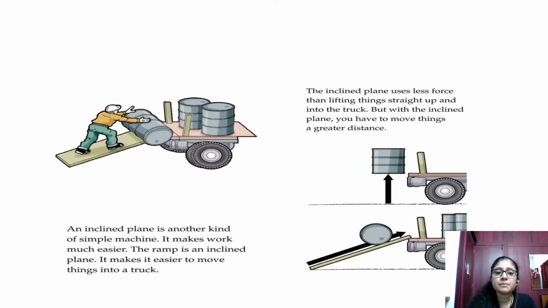An inclined plane is another kind of simple machine. It makes our work much easier. So the inclined plane is another machine which we call simple. And an inclined plane doesn't have many parts. You can see it in the picture here. This is the inclined plane. This part is the inclined plane. You can see the ramp is an inclined plane. This is called a ramp. I can tell you an example.